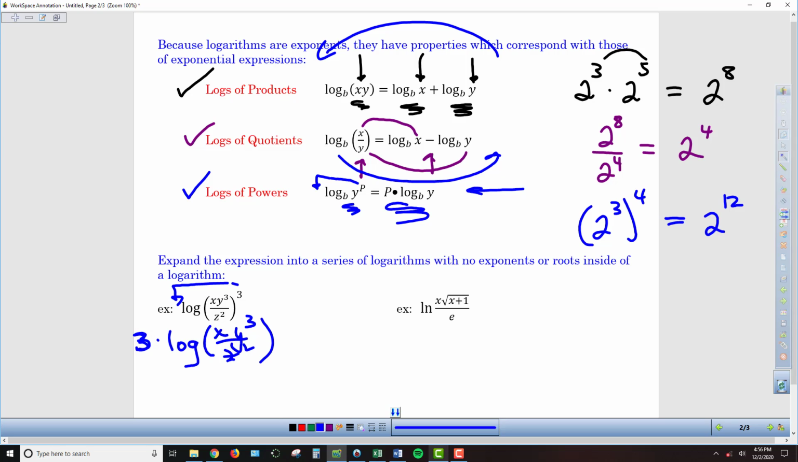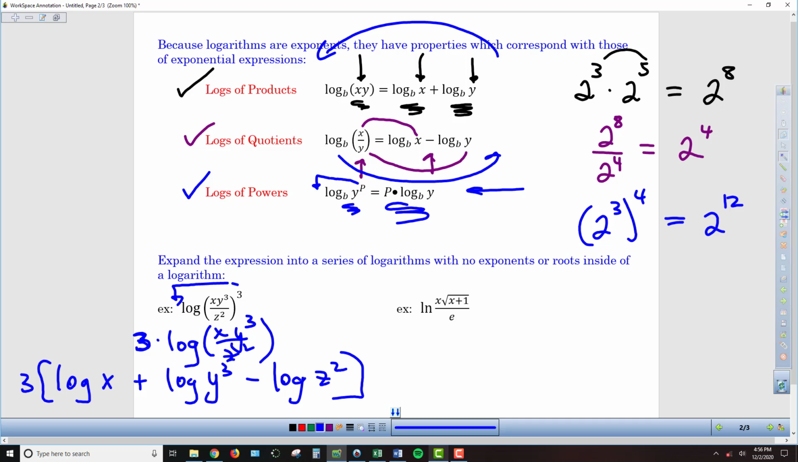Now I have to remember that I still have this 3 that's out in front of everything. So I'm going to include this over here, and then inside a set of parentheses is where I'm going to expand my expression. Anything that's in the numerator is going to be positive, and then I'm dividing by that z squared, so that's going to end up a negative logarithm. So I'm going to start off with log of just x plus log of y cubed, and then I'm dividing by that z squared, so it's going to be minus the log of z squared. So that's all inside of my parentheses after I've expanded that expression.